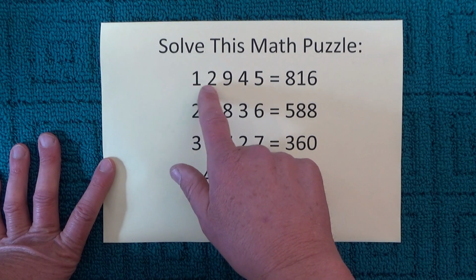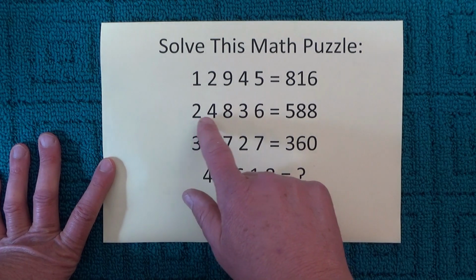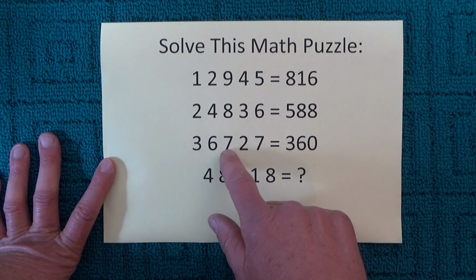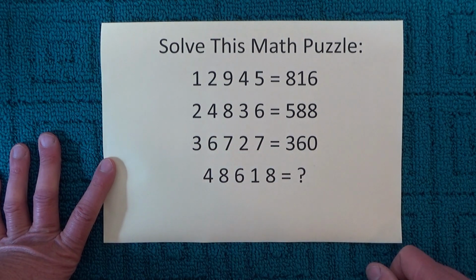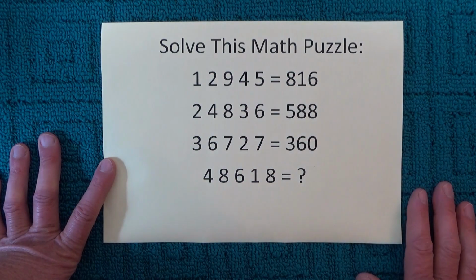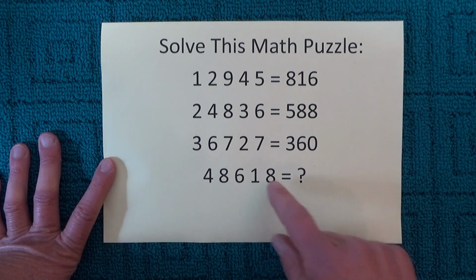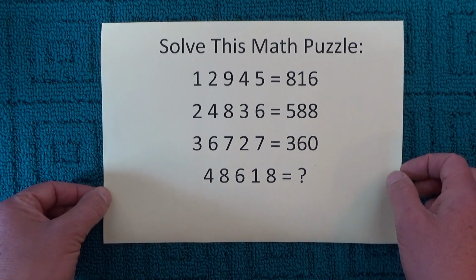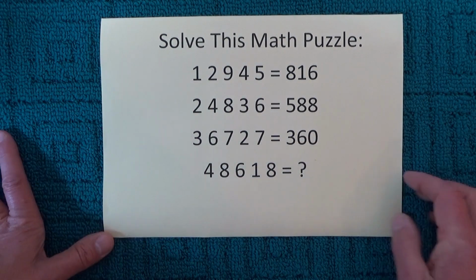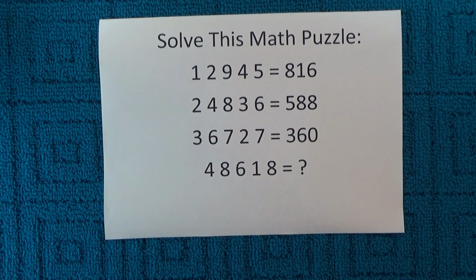We've got 12945 equals 816. 24836 equals 588. 36727 equals 360. And then you have to work out, based on the pattern that you've seen in those first three in the series, what 48618 equals. Now, if you want to think about the answer, then click on the pause button in the bottom left hand corner. Otherwise, I'm going to go straight into the answer.